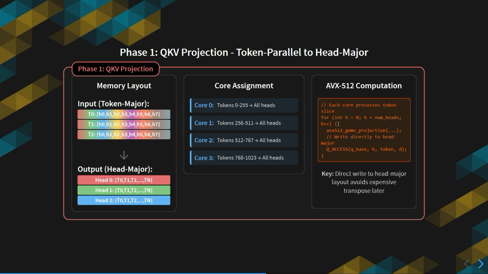So we're basically taking the query and the key. The direct write to head major layout avoids an expensive transpose later. That's really what we're trying to get at. And this phase prepares the data for efficient head parallel processing in phase 2. So we're going from token parallelization, but saving it as all heads in the memory.